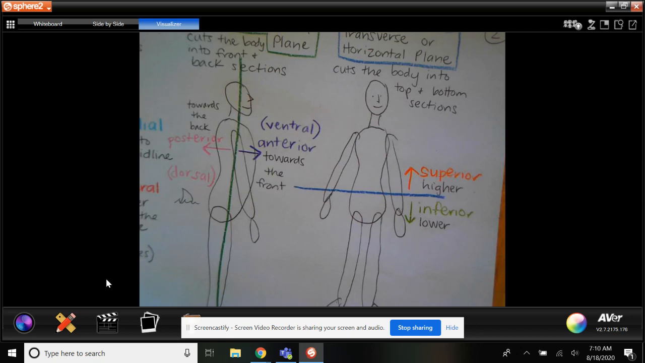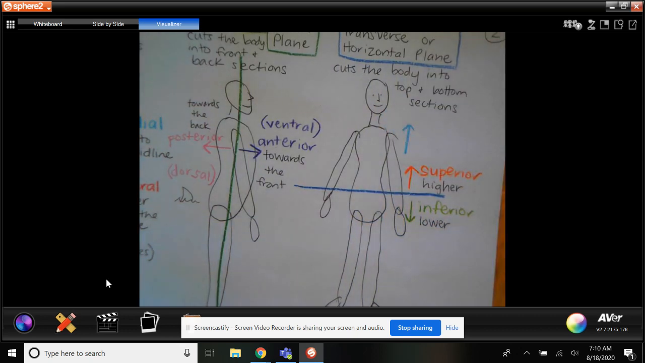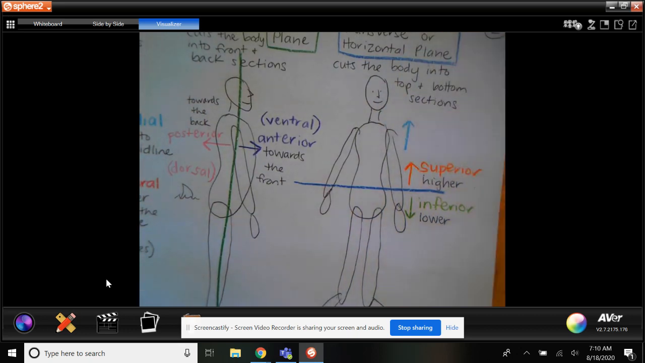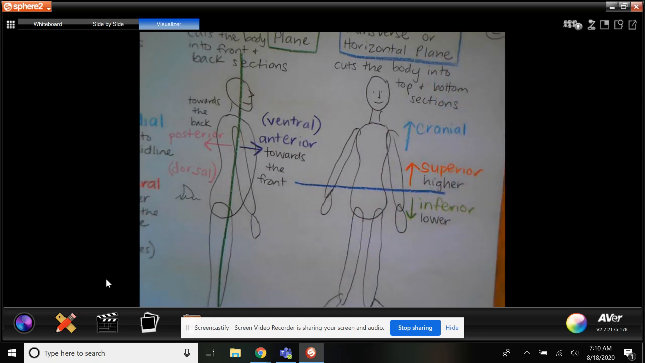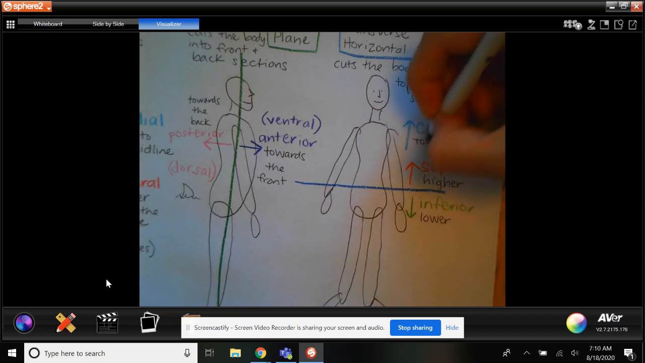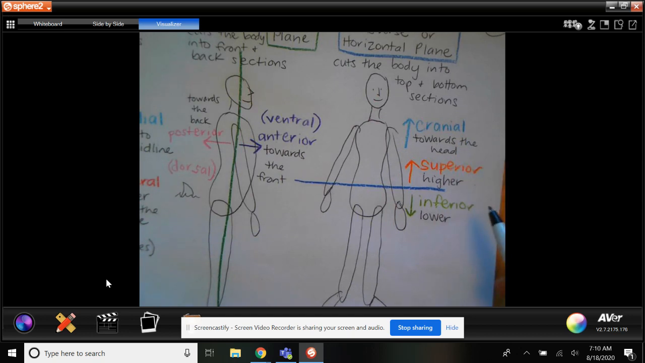So we'll add that. So if you go towards the head of the body, which usually means the same as superior, the word anatomists use is cranial, towards the head. And it has the word like cranium, which is like your skull. So going towards the head, cranial.